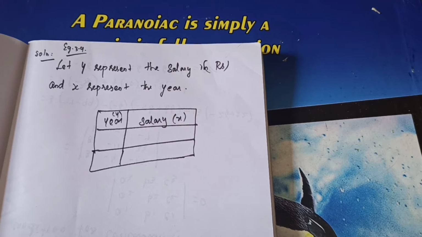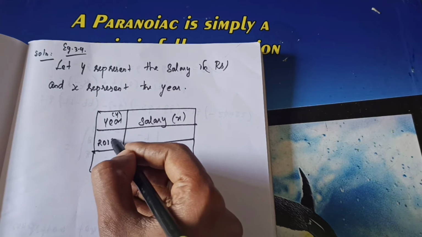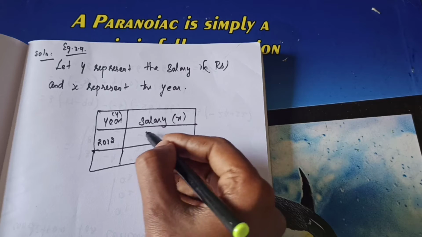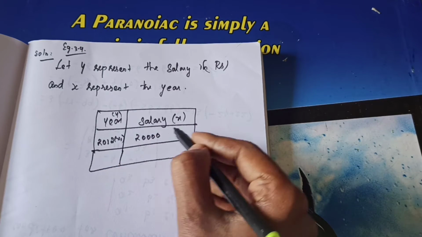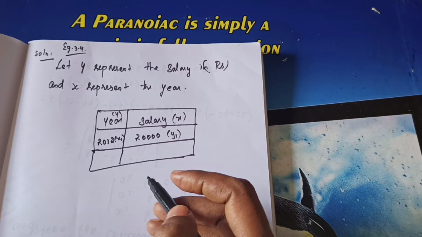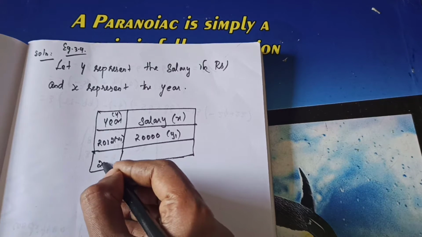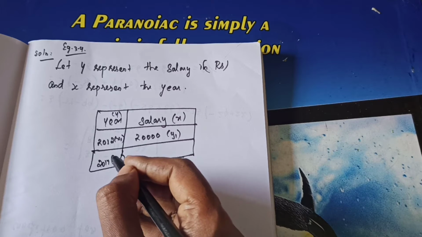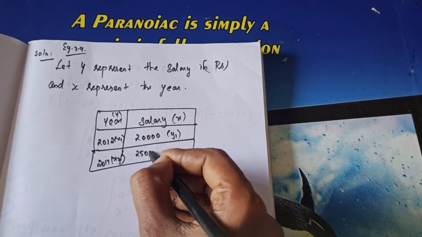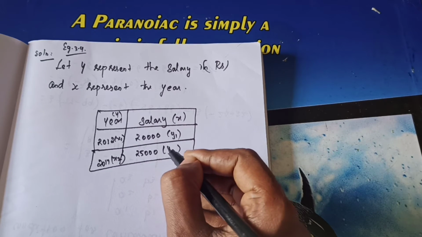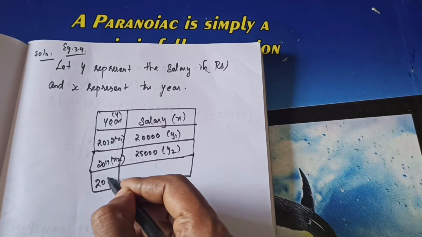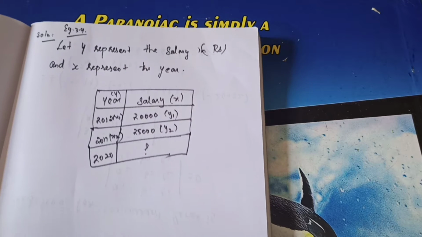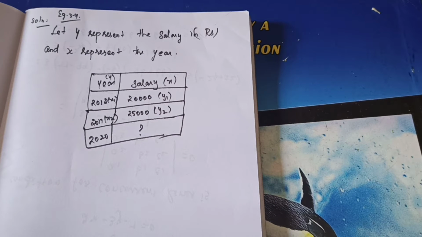I am reading the question. A private company appointed a clerk in the year 2012. His salary was fixed as 20,000. Correct? So this one is x1, this one is y1. Then next step. In 2017, this is x2. Salary rose to 25,000. This is y2. What's the question? What's the salary for 2020? So this one you need to find. Got it? So according to the question, I have taken.